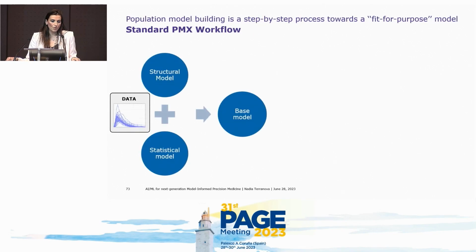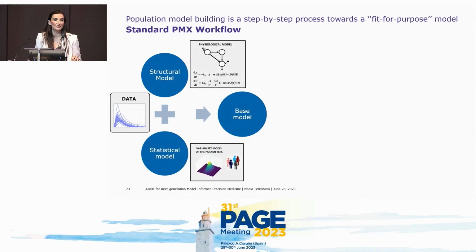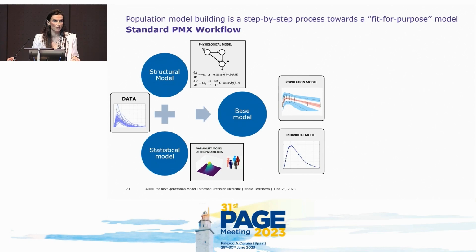As you all know, population model building is a step-by-step process towards a fit-for-purpose model. We first try to define our base model, which can represent and take the knowledge from the physiological system that we try to model. This is coupled by a statistical model that can explain part of the variability that we observe across patient profiles. This is done by leveraging and assessing different structural and statistical models, and then we reach our base model.